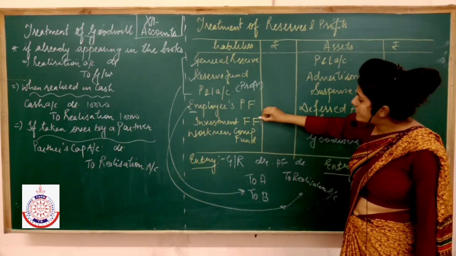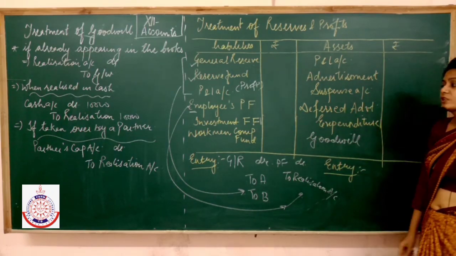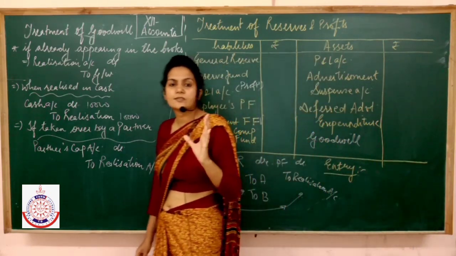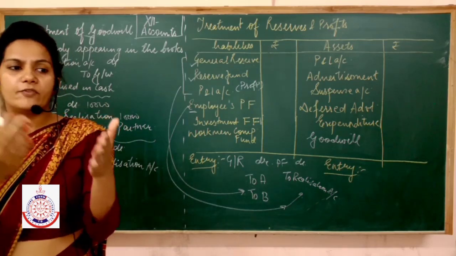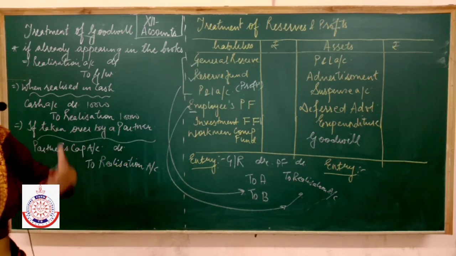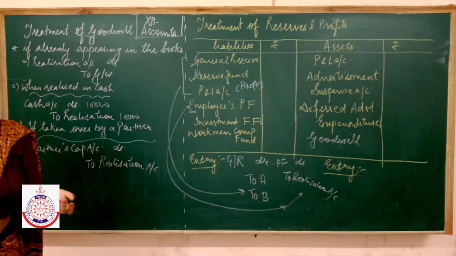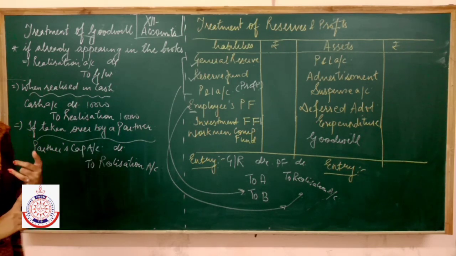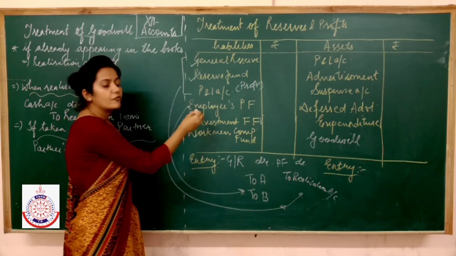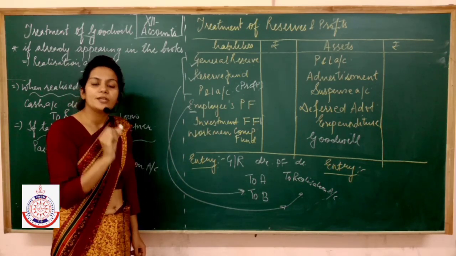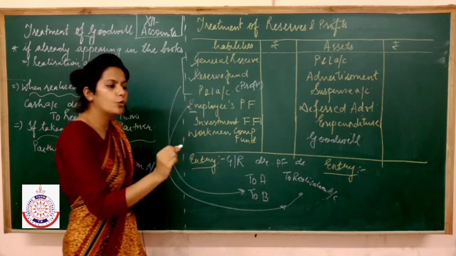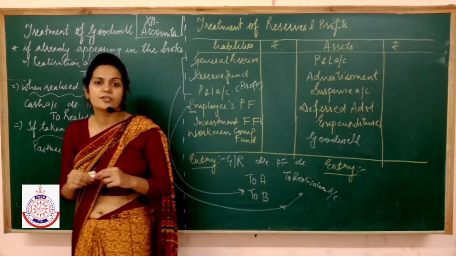Now come to investment fluctuation fund. You know, the treatment is a little tricky in case of investment fluctuation fund. You have done a lot of cases where the value of the investment is equal to the market value, or the book value of the investment is less than the market value. And you have done different cases of IFF in admission and in retirement. But in case of dissolution, what do you have to do? Investment fluctuation fund will simply be transferred to realization account. You are not going to distribute this fund among old partners the way you were doing in admission and retirement.